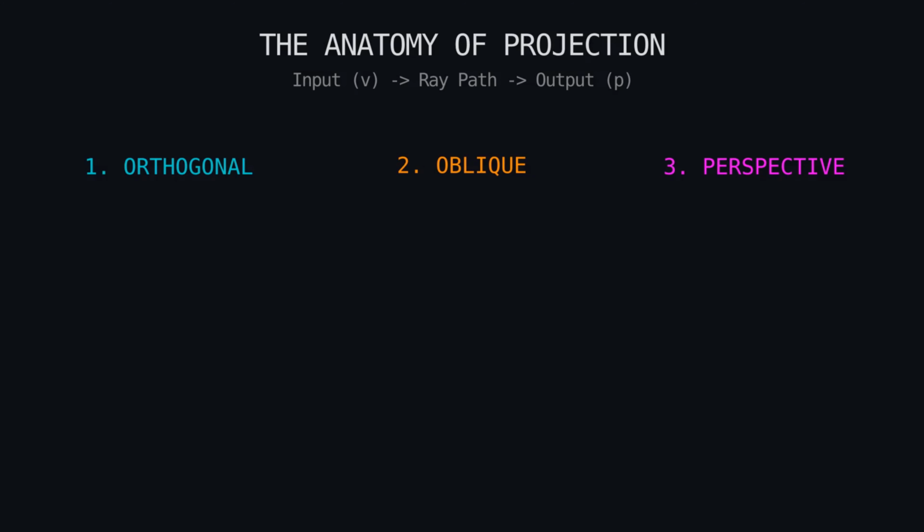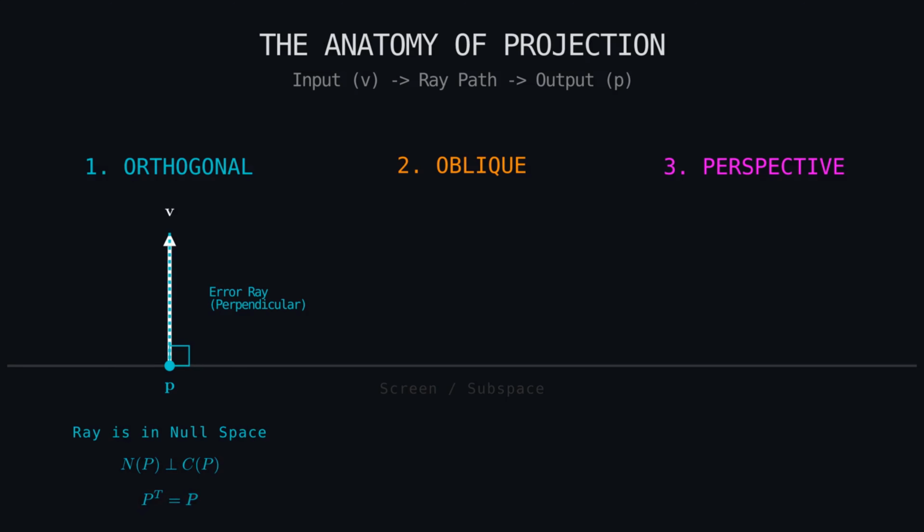To summarize, let's define exactly what we are looking at. In every projection, we have 3 key components. The white vector is our input, the colored point is our output shadow, and the dashed line connecting them is the ray. In linear algebra, this ray represents the error vector, the information we throw away to flatten the object.